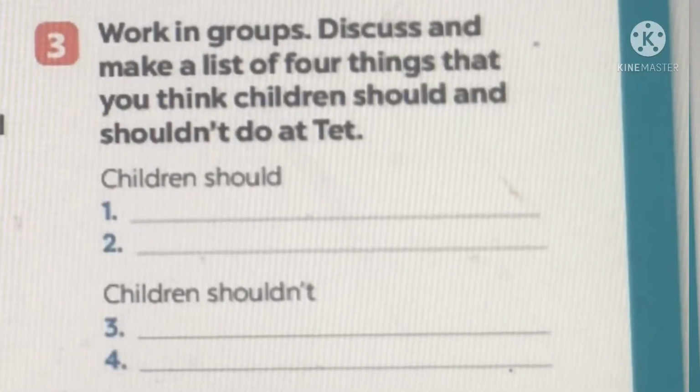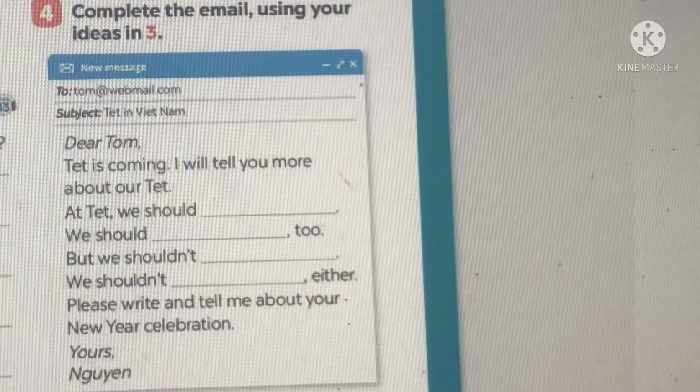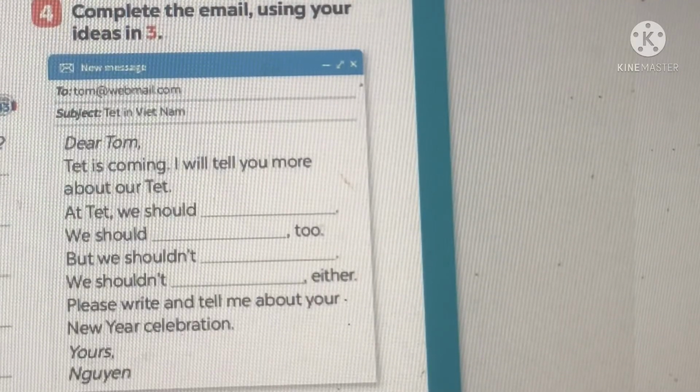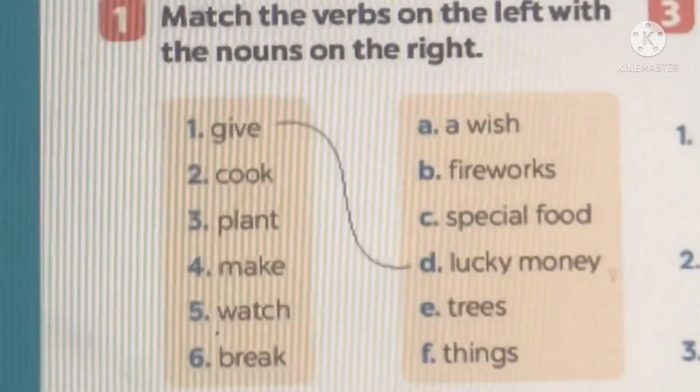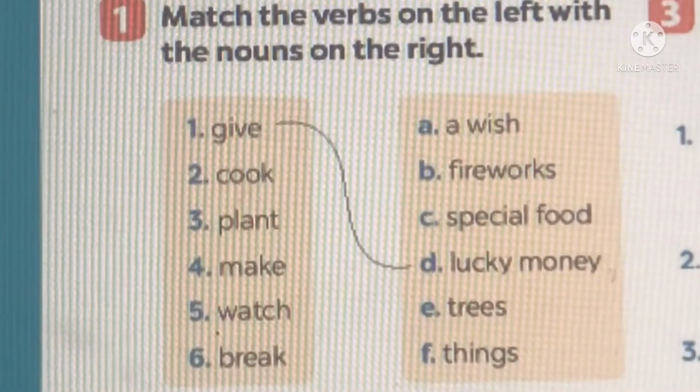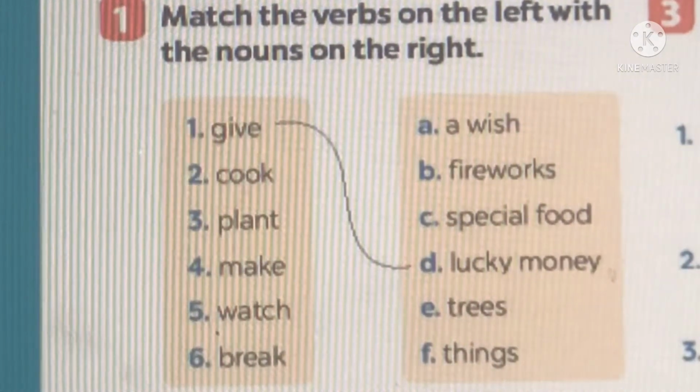Now, work in groups. Discuss and make a list of 4 things that you think children should and shouldn't do at Tết. And activity 4, complete the email using the ideas in activity 3. Now, let's revise some vocabulary about Tết by matching the verb on the left with the nouns on the right.